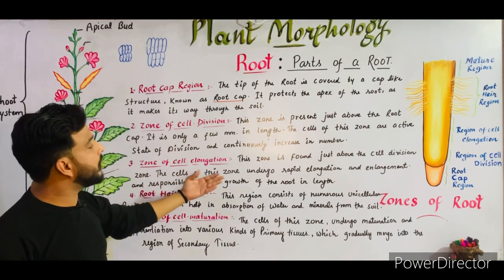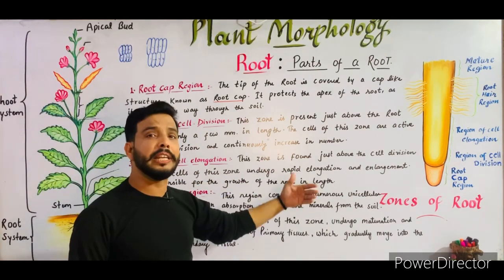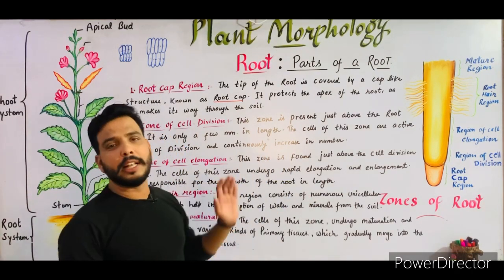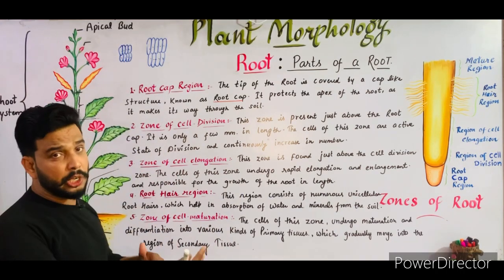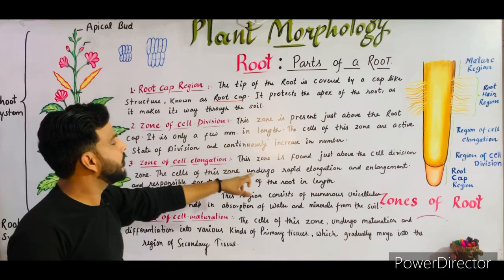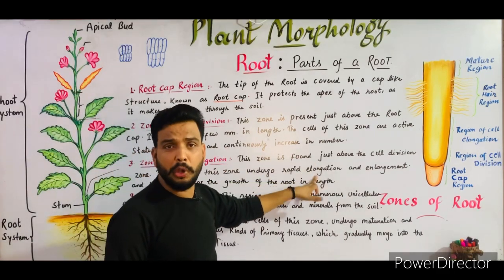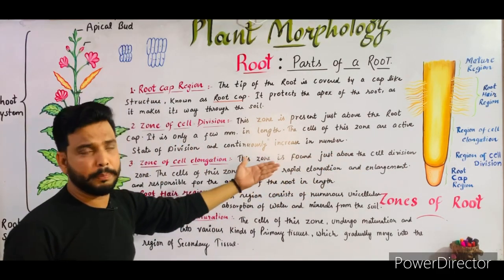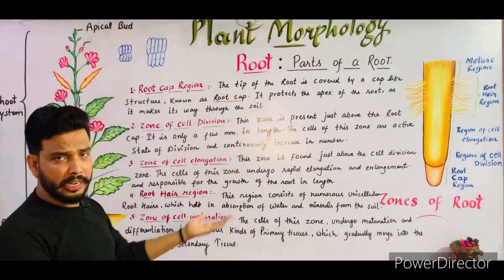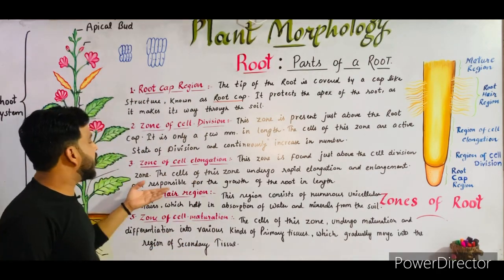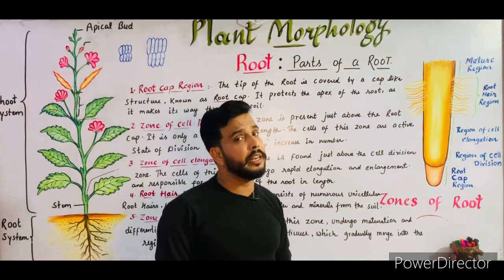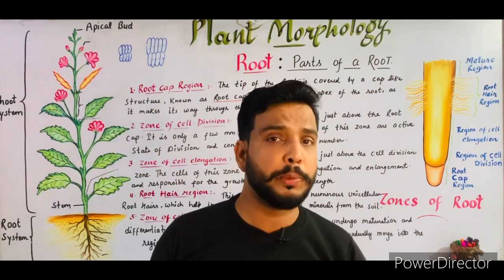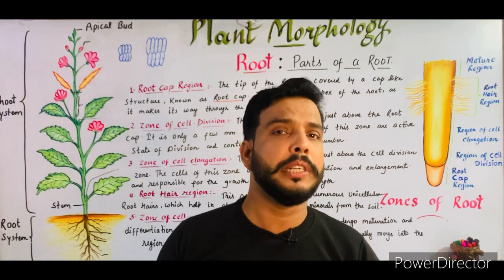The cells of this zone undergo rapid elongation and enlargement, meaning continuous enlargement and elongation. I described before the meaning of elongation and enlargement, and this is responsible for the growth of the root in length. Due to this enlargement of the cells, the root develops its length.